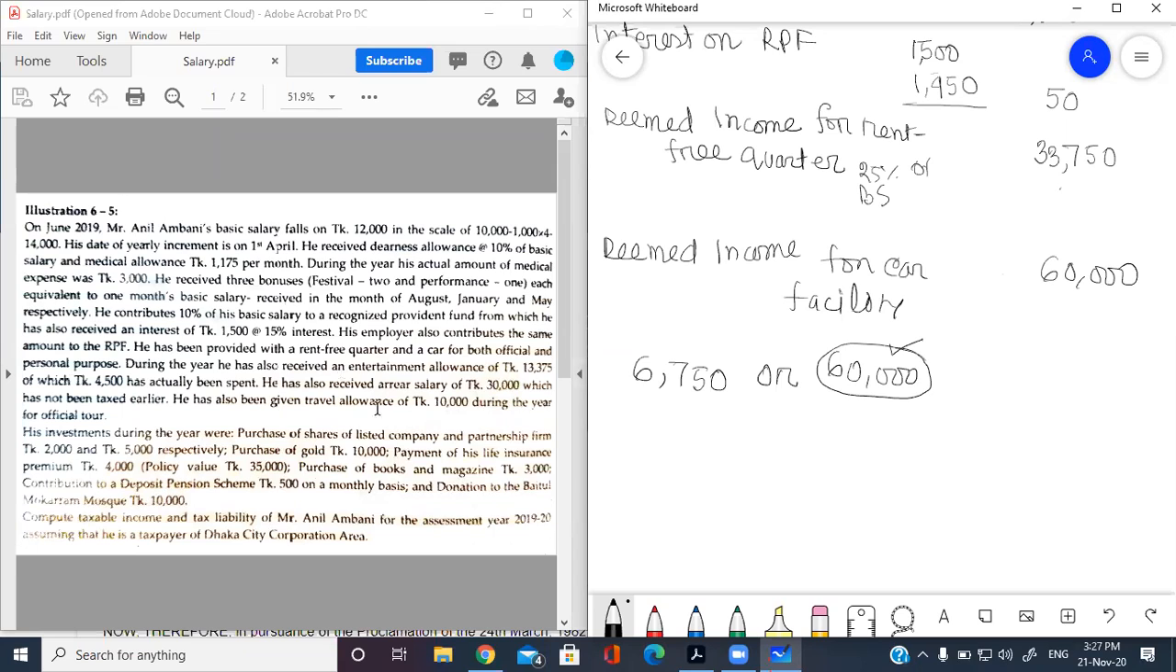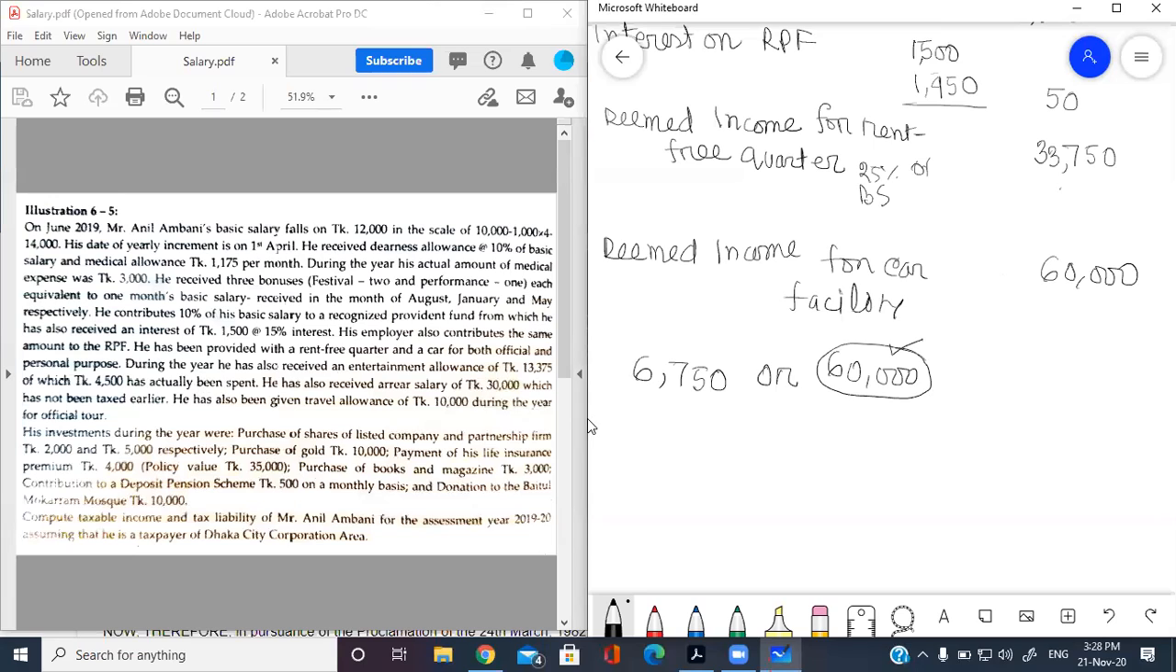Then he has been provided with a car and a rent-free quarter. Now, let's move on to the next point. During the year, he has also received an entertainment allowance of taka 13,375, of which taka 4,500 has actually been spent.